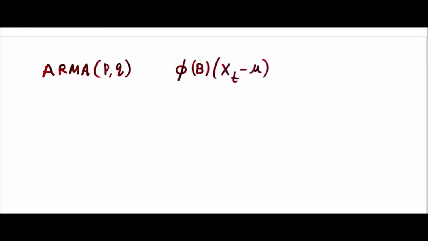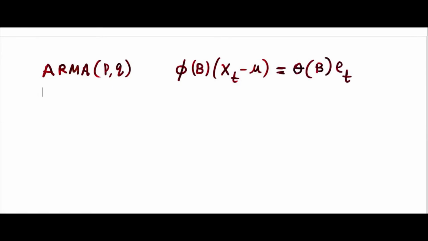Okay, not example. Now let me write the general representation. How you would represent one ARIMA. You know ARMA, how you write? ARMA PQ. Let me write the representation of ARMA PQ. If you remember last time, we wrote this way: phi b, any function of b, xt minus mu. This is a polynomial, okay? Xt minus mu is equal to another polynomial, theta b et.